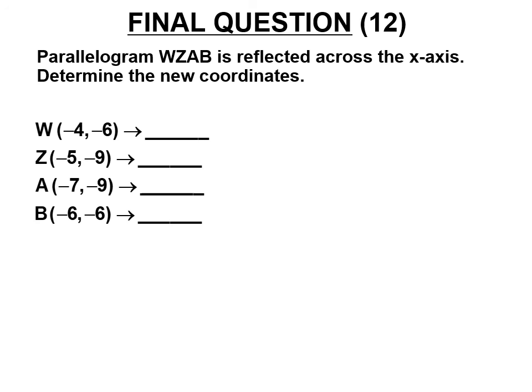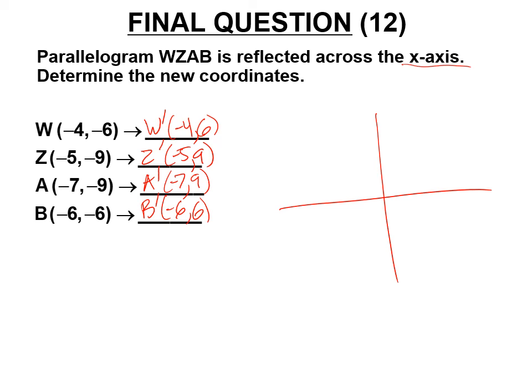Parallelogram WZAB is reflected across the x-axis. That means the y coordinate becomes its opposite. So we're going to do W prime, Z prime, A prime, B prime. The y coordinate becomes its opposite. The x coordinate stays the same. And you could always draw it. You could always make your own if you wanted to.